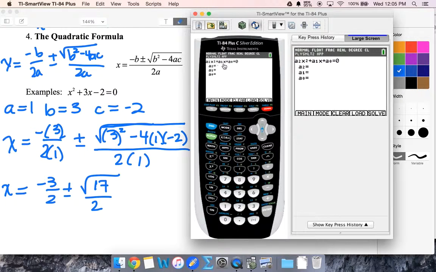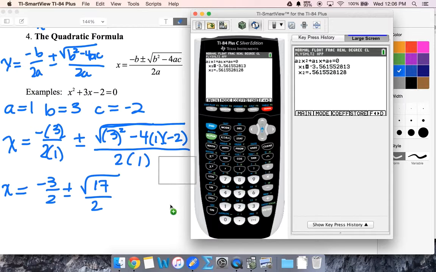And now notice that they don't write ABC, they write A2, A1, A0, but it's the same idea as ABC. So I'm going to type those in, 1 and 3, and make sure you use the negative sign, not the minus sign. I'm not using this, I'm using the negative 2. And then I say solve. So I get these 2 decimal answers.